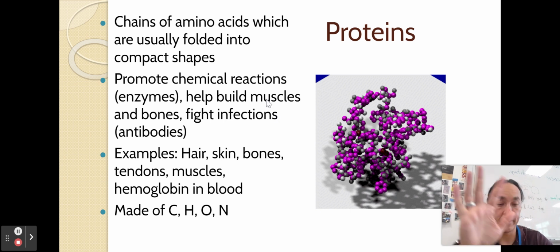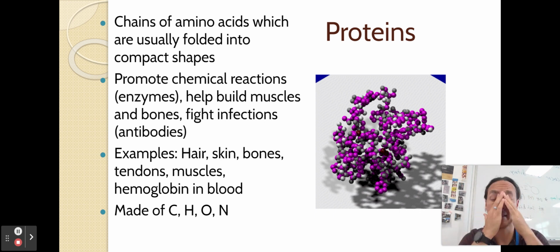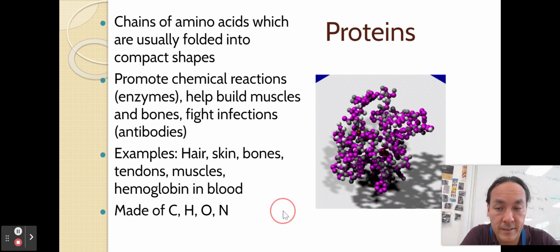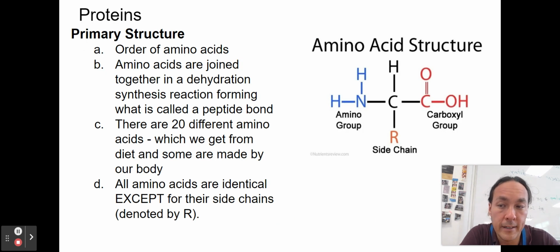Proteins do everything. You're looking at me, you're looking at proteins. They work as enzymes, they build muscles and bones. They help to fight infections as antibodies. Here is the primary structure of a protein.